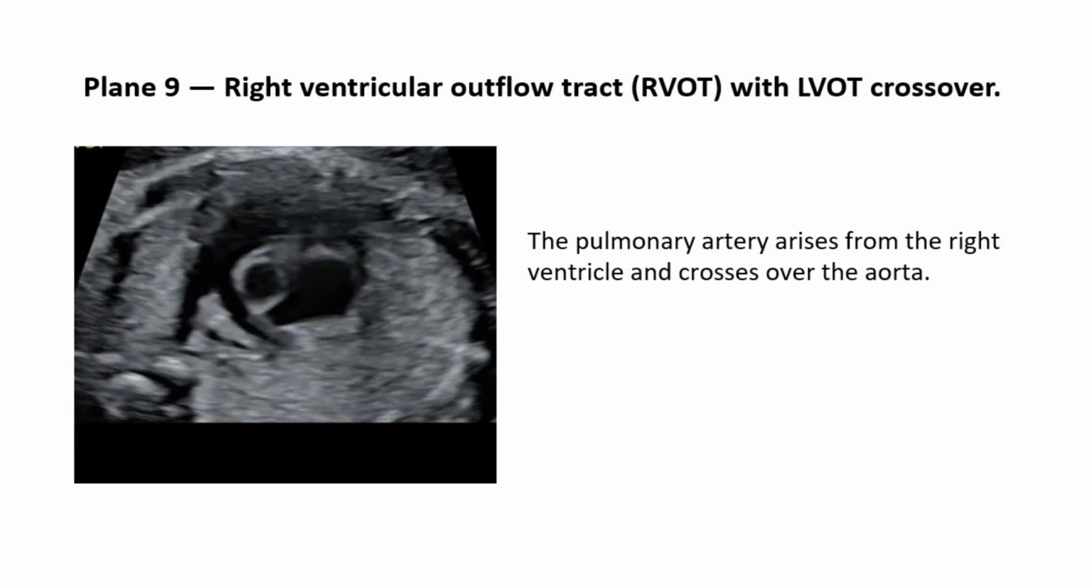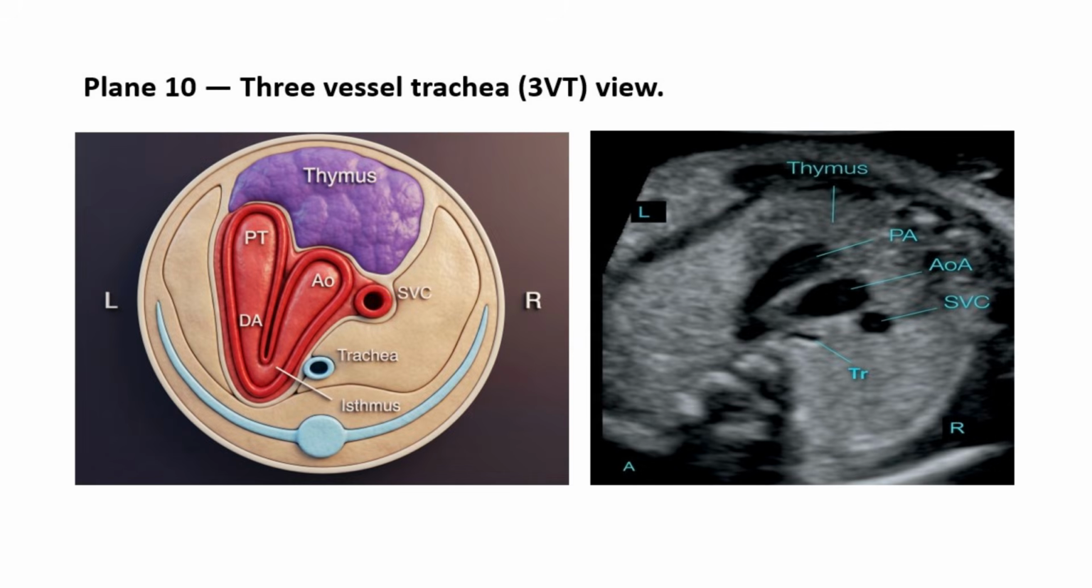Slide toward the head from plane 7. The pulmonary artery arises from the right ventricle and crosses over the aorta. That crossover is key. Parallel great vessels suggest transposition. Plane 10. 3-vessel trachea, 3VT view.